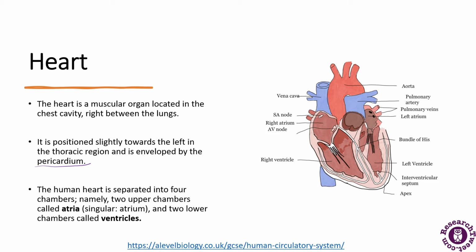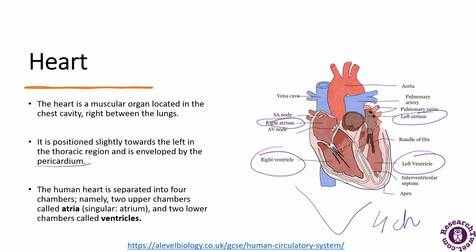Now it has four chambers. What are the four chambers here? They are the left ventricle, right ventricle, left atrium and right atrium. So the heart has a total of four chambers: two upper chambers called the atria and two lower chambers called the ventricles. This is the main heart and all the parts are being displayed here.